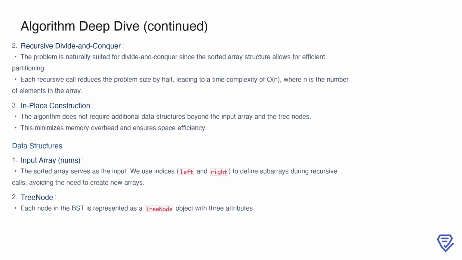Instead, we pass the indices left and right to define subarrays during recursive calls, minimizing memory overhead. The tree nodes themselves are represented by a simple TreeNode data structure, which includes 3 attributes: val, the node's value; left, a pointer to its left child; and right, a pointer to its right child. By leveraging the input array and the tree node structure, the algorithm achieves both simplicity and efficiency.